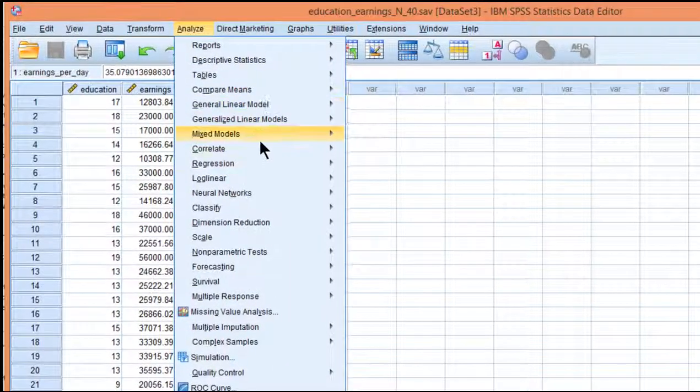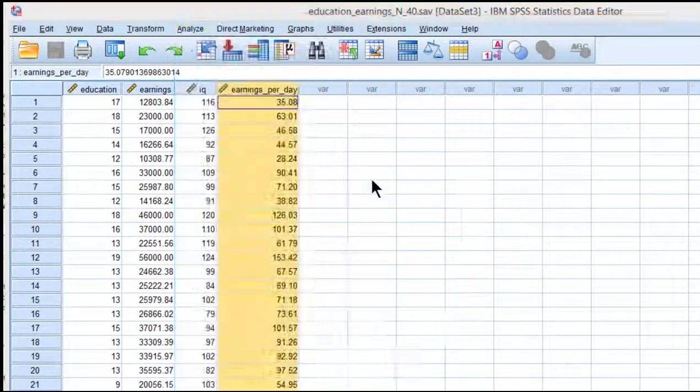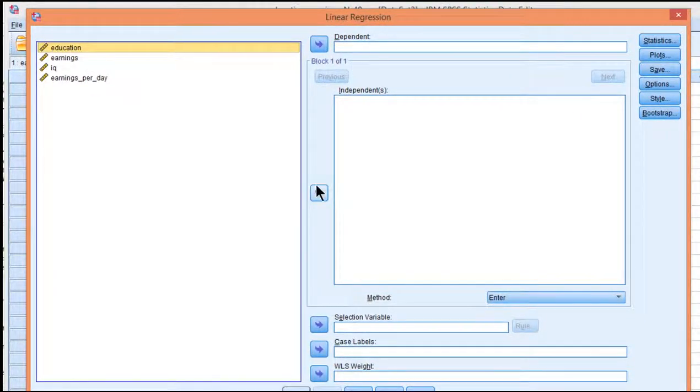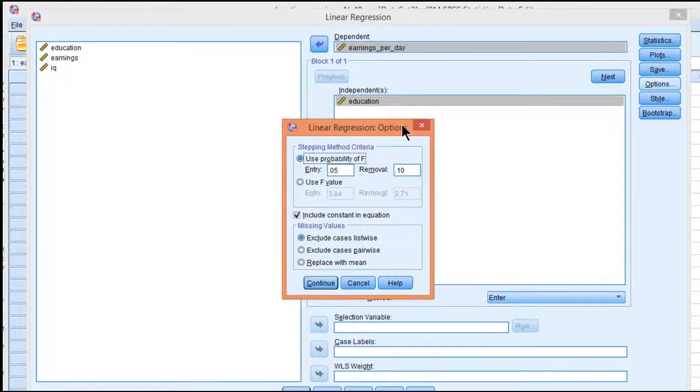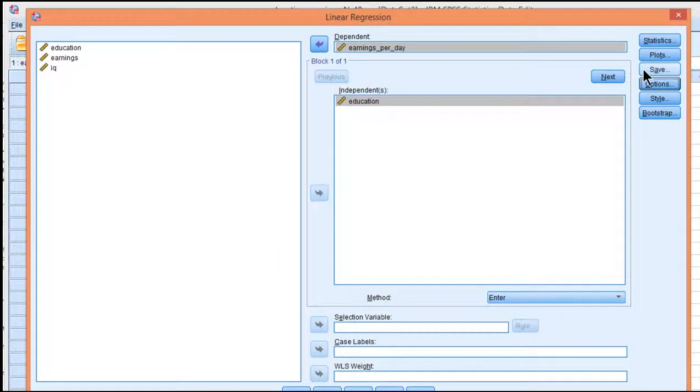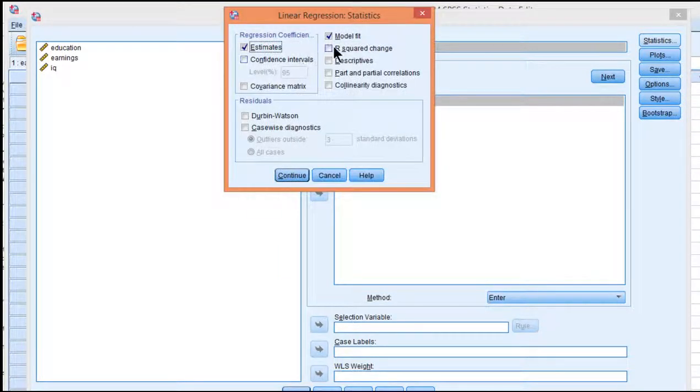So go into Analyze, Regression, Linear, and put education in the independent box and earnings per day in the dependent variable box. At this stage, this is all I'm going to do. There are other options over here, but I'm not going to click on them. The only thing I'll point out is that if you click on Options, there's not much you can get there, but in Statistics, you can get the descriptives if you wanted those.